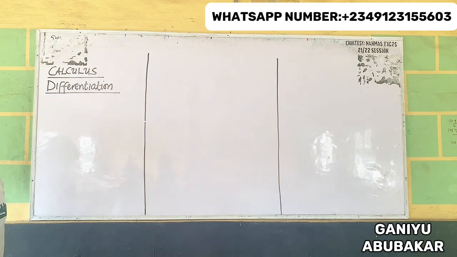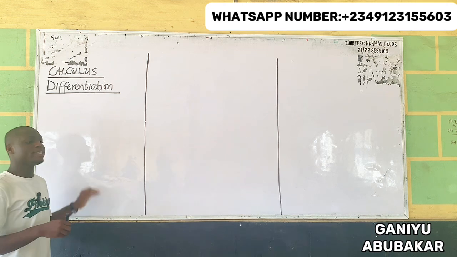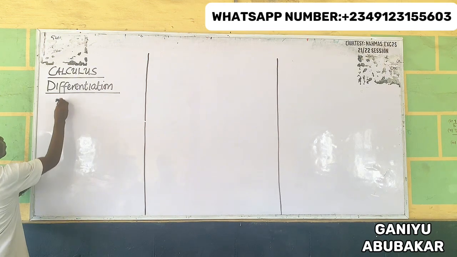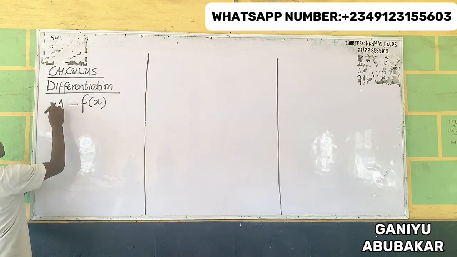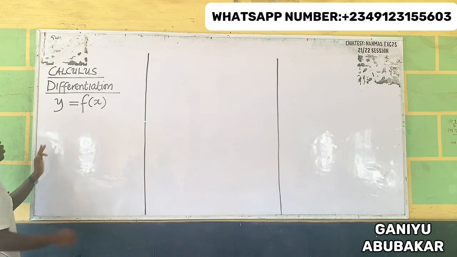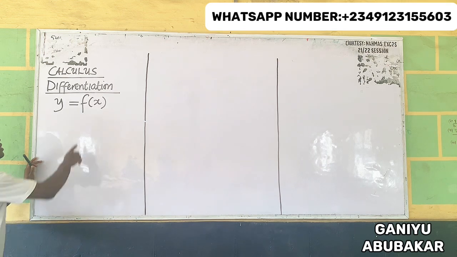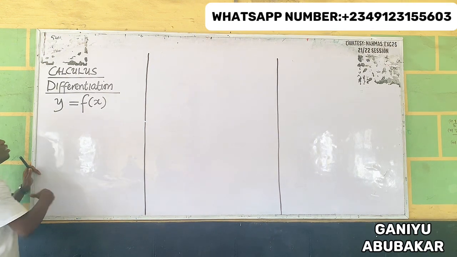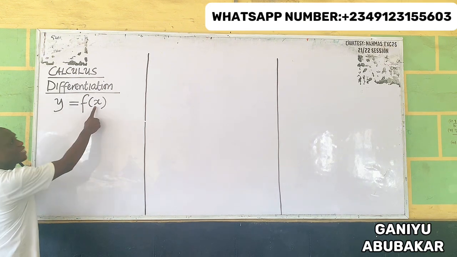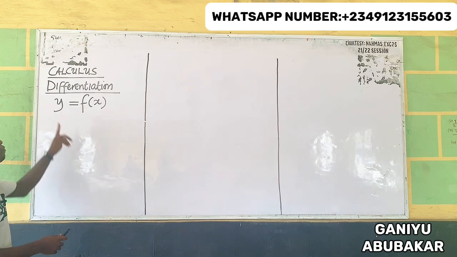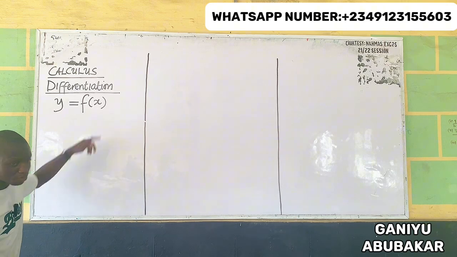So look up. Let's explain differentiation. Let's say I have a variable y equal to f of x. From differentiation, listen: this is read as y is changing with respect to x. So y is a variable, x is a variable. The change in this variable with respect to another variable is called the differentiation.